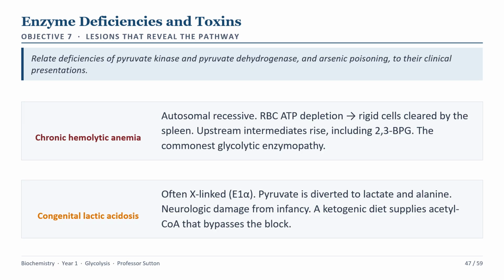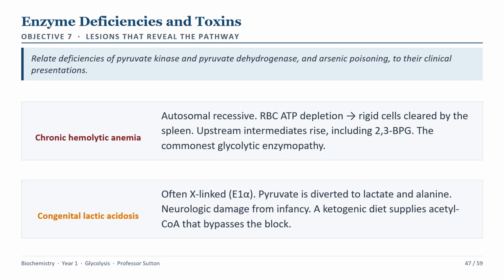Pyruvate kinase deficiency, autosomal recessive, most common enzyme defect of glycolysis. Red blood cell ATP depletion, rigid cells, extravascular hemolysis, splenomegaly, jaundice, often presenting in the newborn period. Upstream intermediates accumulate, so 2,3-bisphosphoglycerate is high and the oxygen curve is right shifted. No spherocyte, normal osmotic fragility.